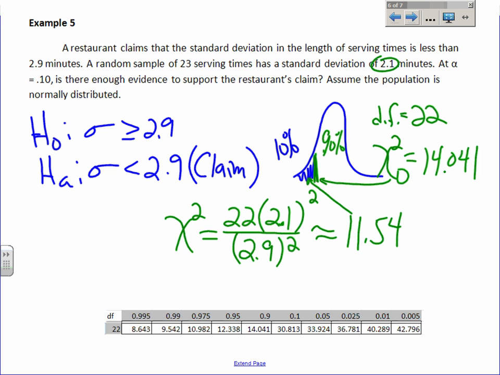11.54 is in our rejection region, so there's enough to reject the null, which in this case means there is actually enough evidence to support the claim at a 10% level of significance, though. You realize if I change that number, this could change in a hurry. But if that's all the more significant they want it to be, I can actually support the claim this time. Okay? Yeah, that's the tricky part.